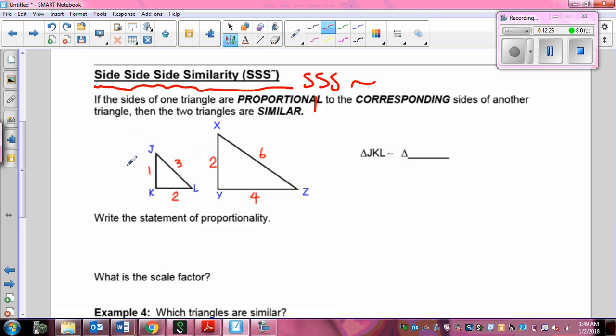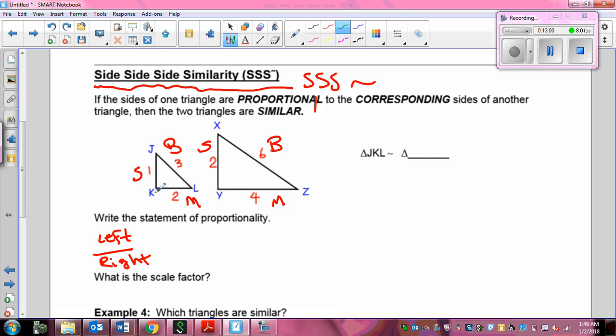My small side, I'm going to go left-hand triangle over right-hand triangle. My small side on this one is 1, and this small side is 2. My medium side is 2, and this medium side is 4. And my big side is 3, and my big side is 6. Okay? So I'm going to put my left-hand triangle over my right-hand triangle, and I'm going to put the side lengths.